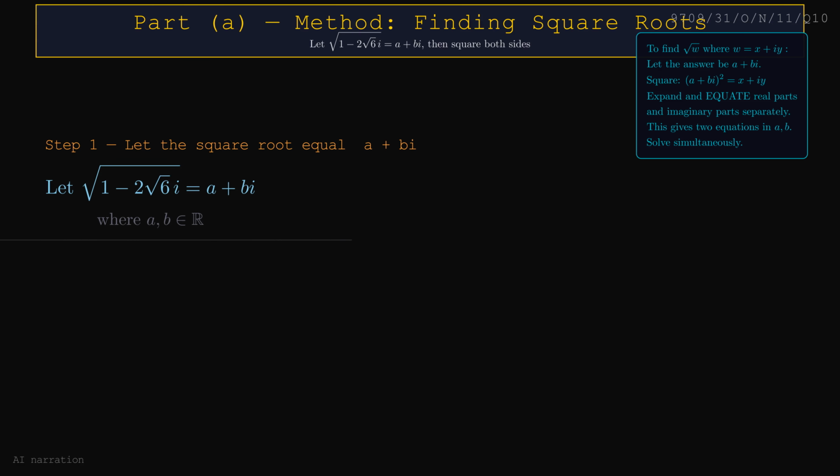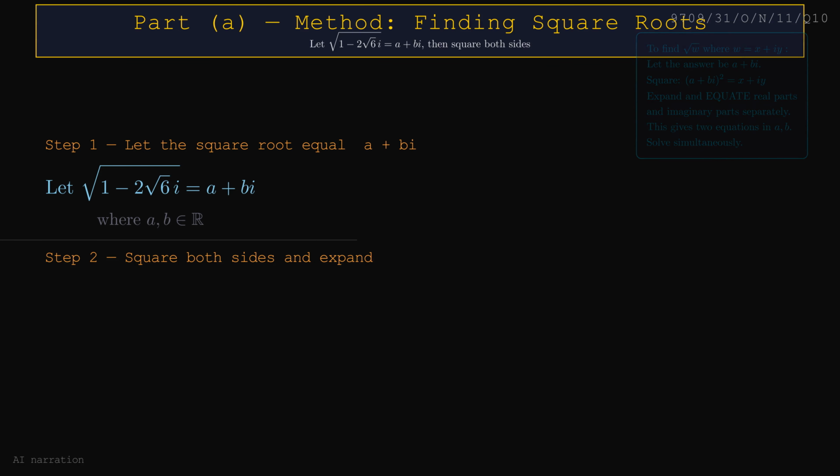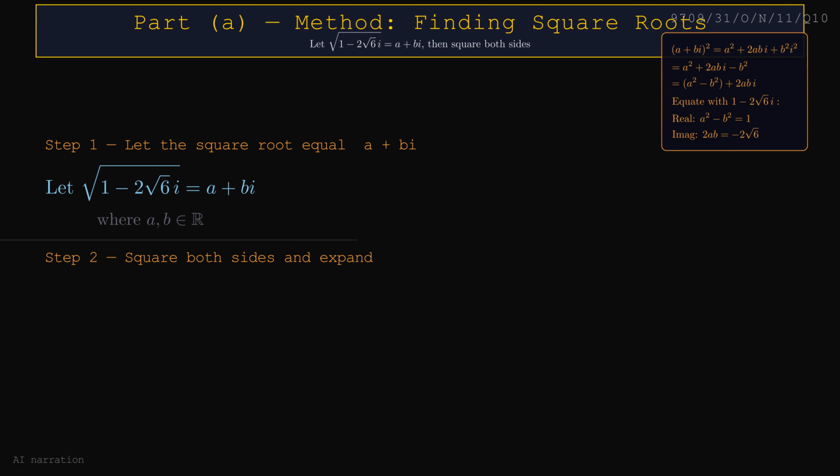Step 2. Square both sides and expand. Expand a plus bi squared, then equate with 1 minus 2 root 6i. Squaring gives a squared minus b squared plus 2abi equals 1 minus 2 root 6i.